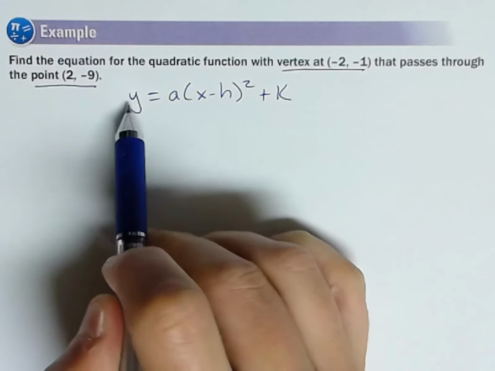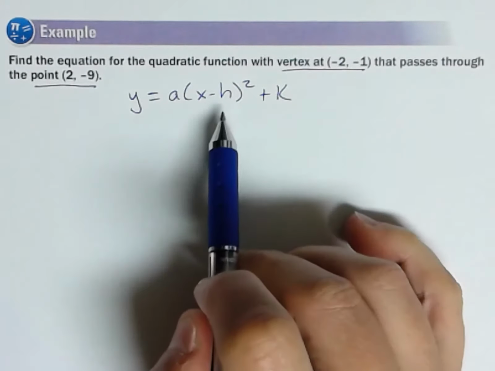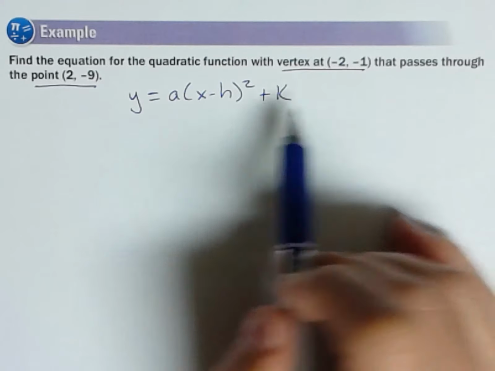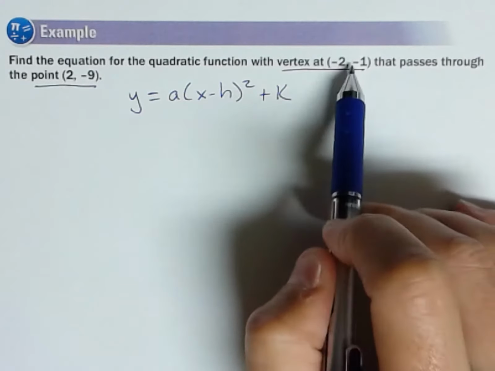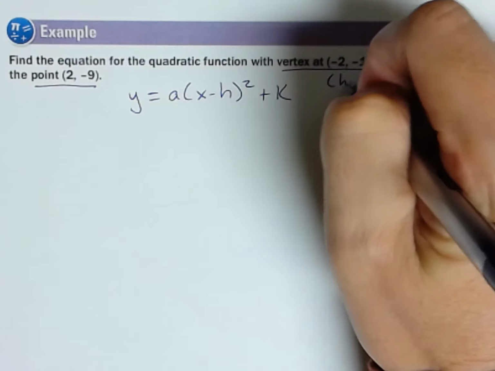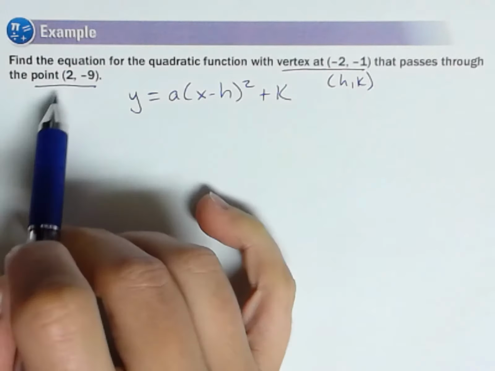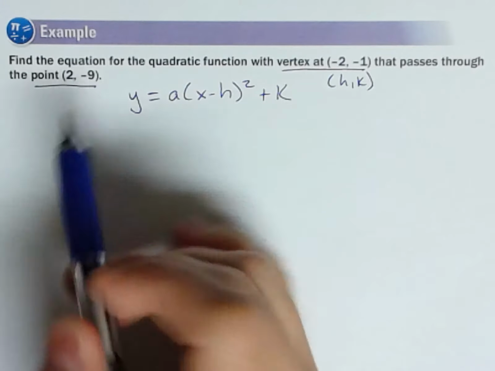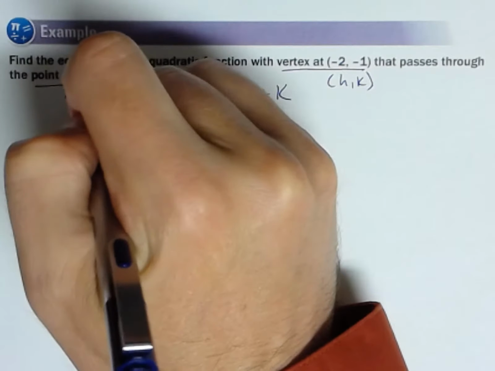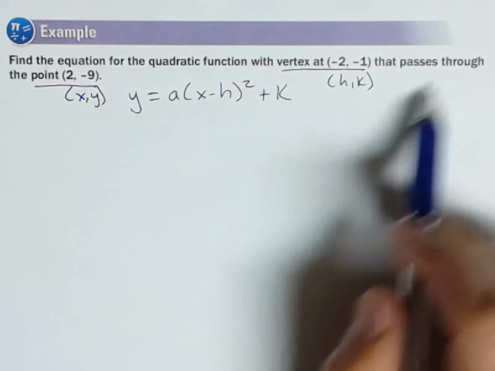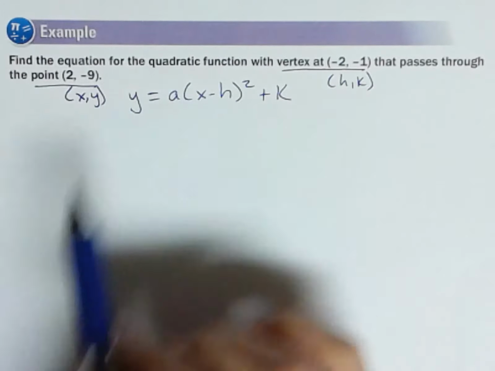And of course we could do f of x. I'll just do a y here. So remember, (h, k) is our vertex. So they told us what (h, k) is. And what is this point? Well, that's a specific (x, y), isn't it? So let's plug things into this equation. Let's see where we're at.